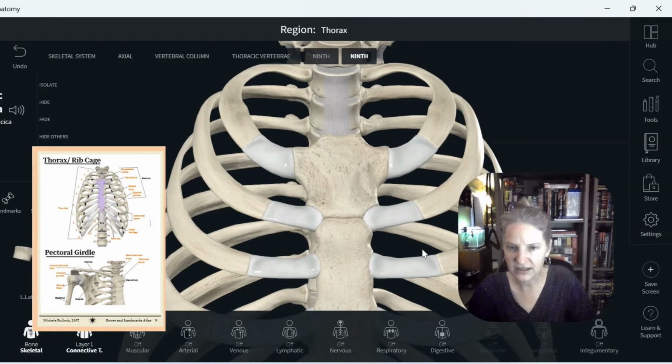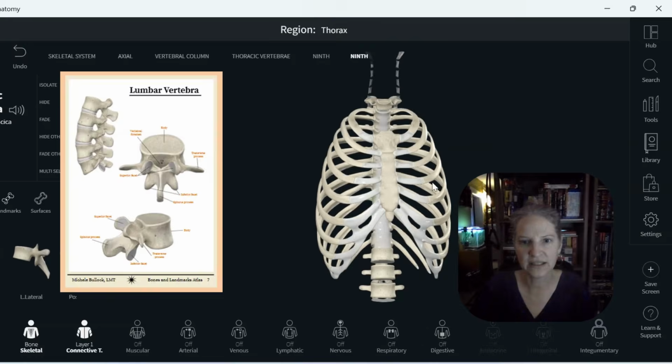Intercostal space, that's the space between the ribs. Our intercostal muscles span between these 2 ribs. So that's the intercostal space. And that's it for the ribs. Let's look at the shoulder girdle next.